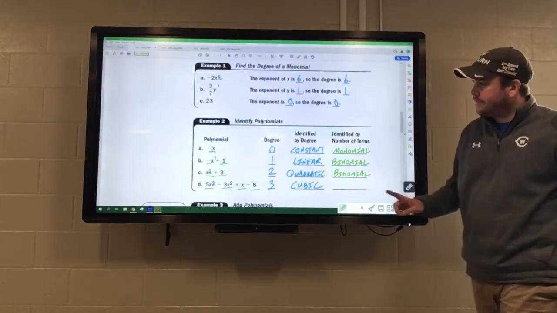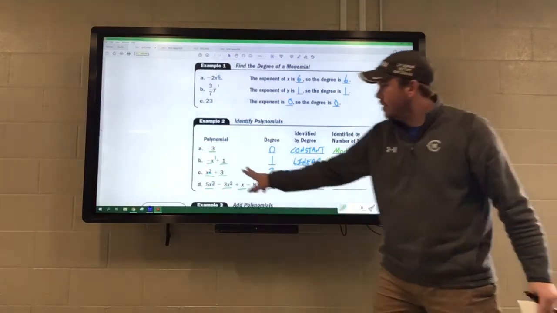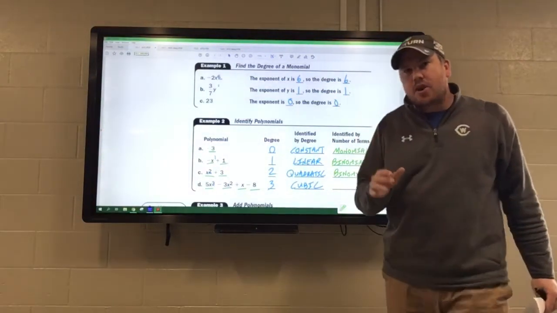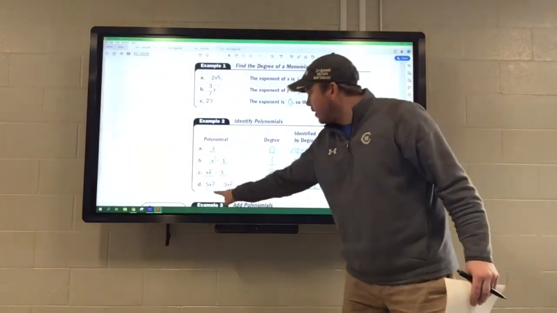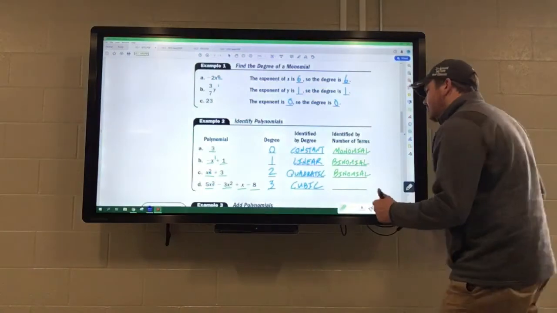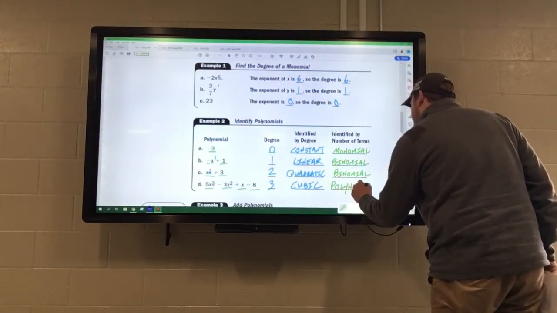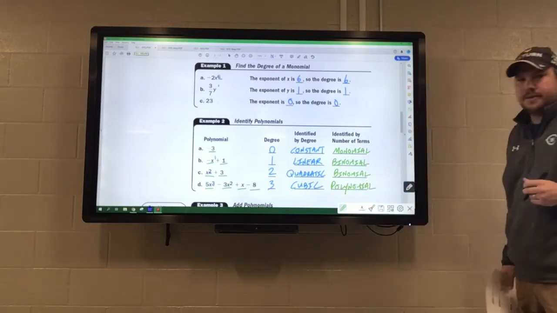Now, here's the thing. When we have 1 term, we call it a monomial. 2 terms is called a binomial. 3 terms is called a trinomial. And then anything 4 terms or above, we just simply call a polynomial. Okay, so anything that has 4 terms or above is a polynomial.